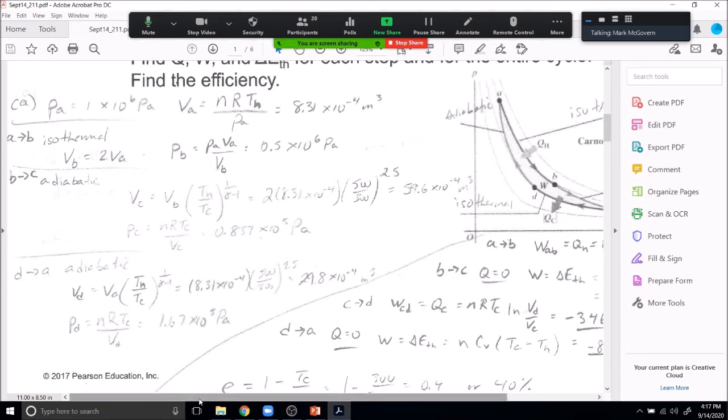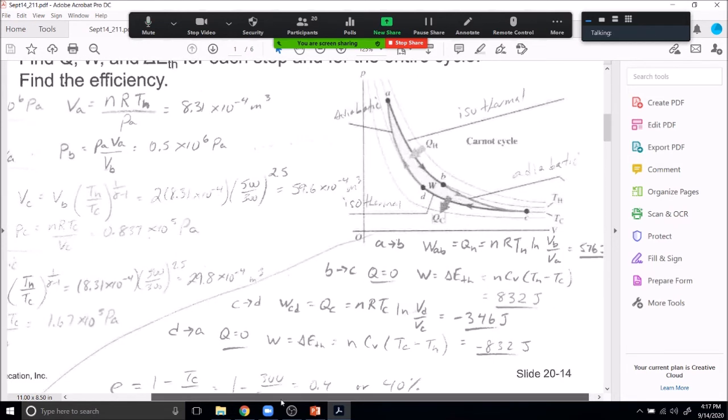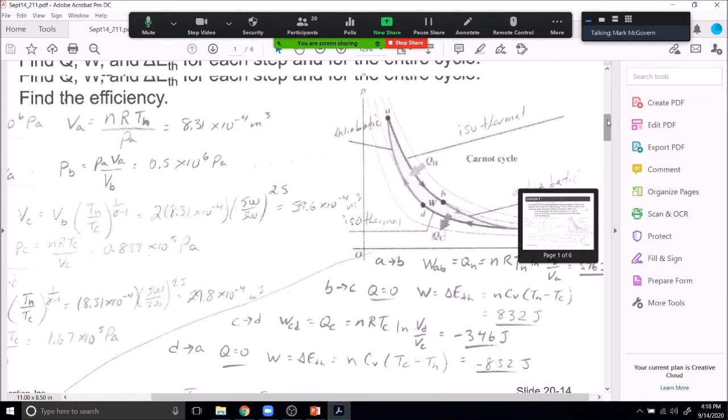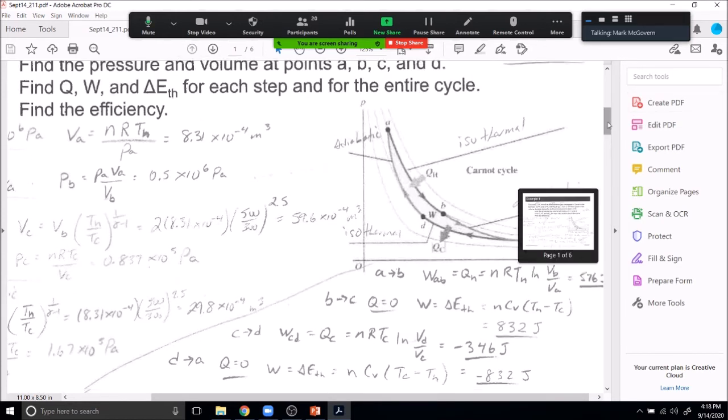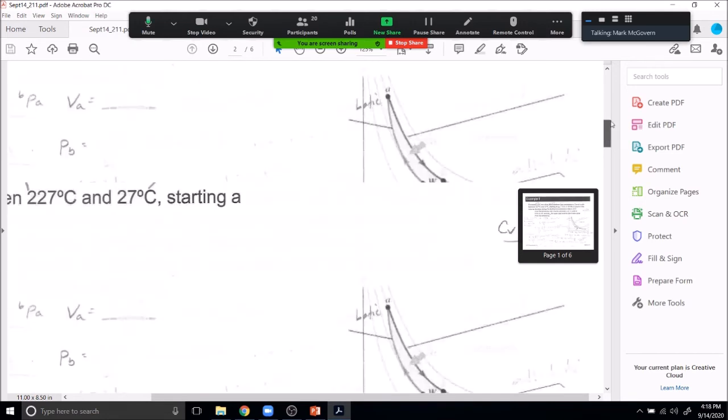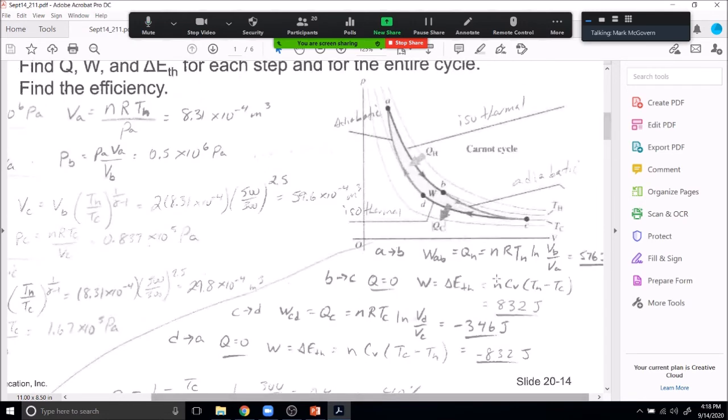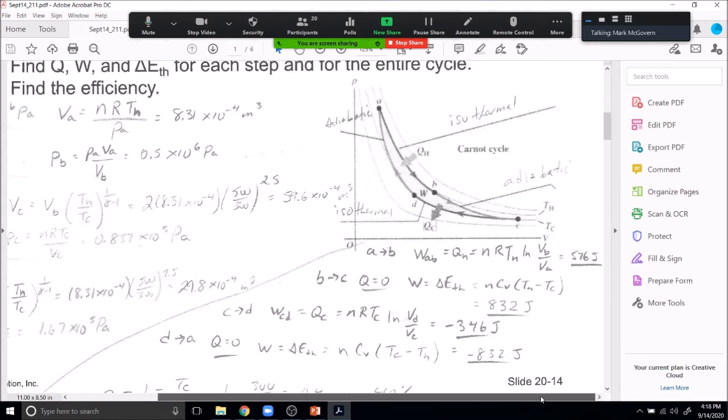That's just working out all the state variables at the different states of the system. Then I want to work out the Q, W, and E thermal for each step. Now that's all first law of thermodynamics, and we just got to remember how we treat the first law in all these processes here. A to B is an isothermal process. Okay, so E thermal is 0. The QH is equal to the work that's being done. The work that's being done is given by this relationship that we've already determined, nRTH times ln of the ratio of volumes. And I get my QH, which is 576 joules.